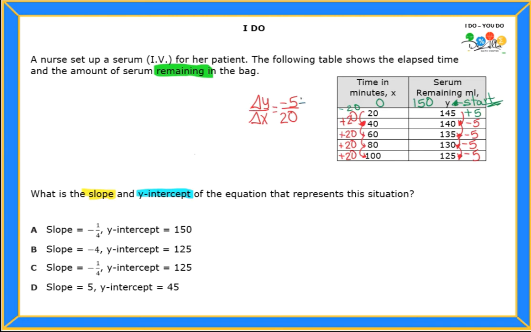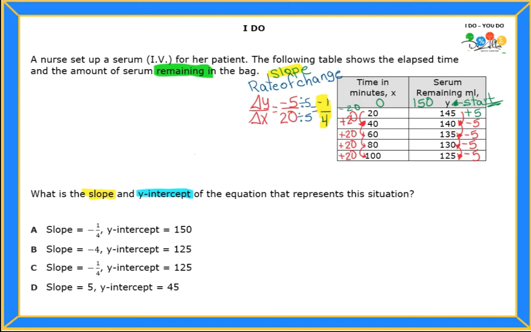Simplify means, can I divide by the same numbers? Well, I can divide by 5, and that will give me negative 1 over 4. Very good. So we agree that rate of change, and I'm going to write it over here, is the same as what? Rate of change is the same as slope. Very good. So that's my slope, and this is my slope right there.